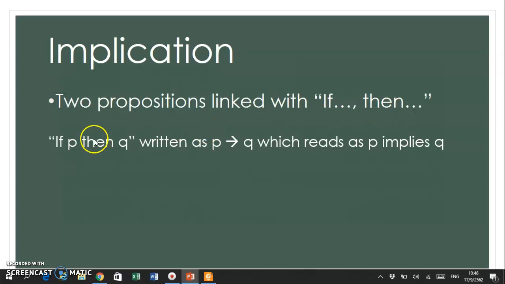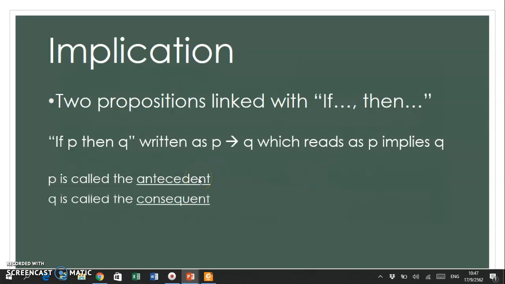So if P then Q, they can be written symbolically with this arrow. So if P, then Q, which reads as P implies Q. Right? So P is called your antecedent. So this is the if part of your sentence. Q is your then part of your sentence, and we call that a consequent. Okay, what is the consequence of our antecedent?